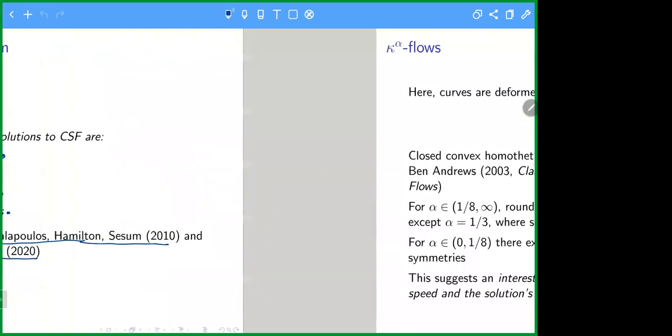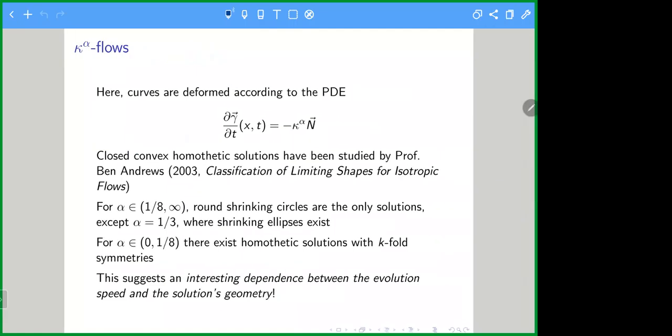A related kind of flow is what's called the kappa to the alpha flow. Here it's almost like the curve shortening flow, except your flow speed now is not just kappa, but kappa to some power alpha. And interesting things start happening when you put an alpha power here.